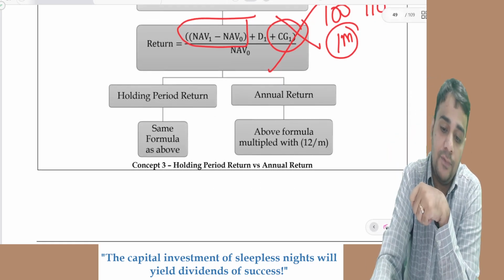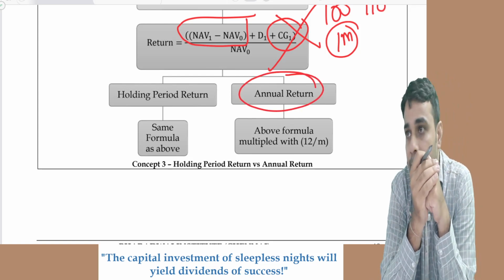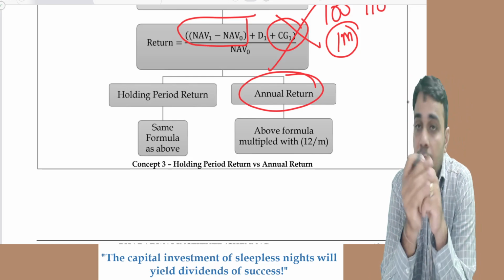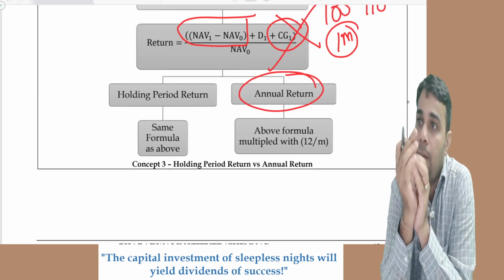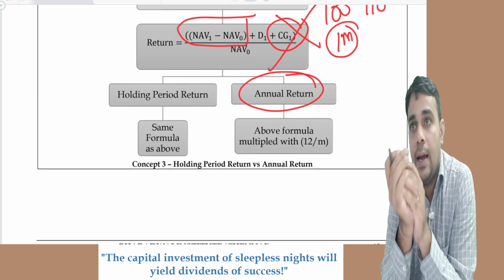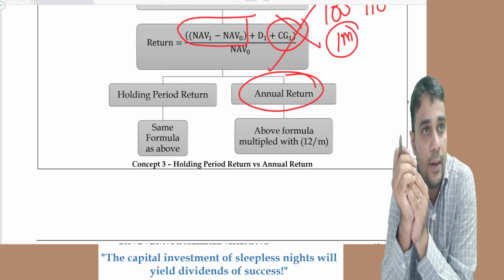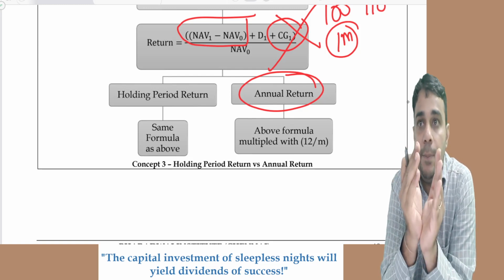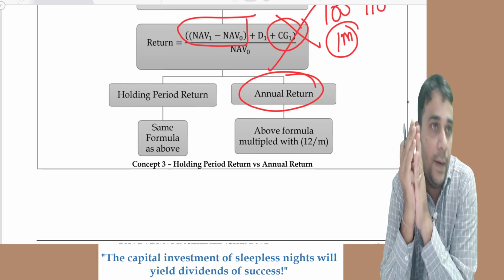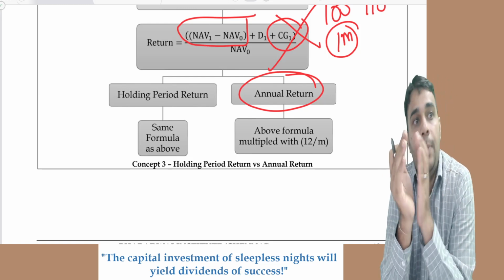So that is where we have something called annual return, where we multiply with 12 by m. If you don't multiply with 12 by m, it is called holding period return. And if you multiply with 12 by m, that is called annual return. This is concept 3, holding period return versus the annual return in the concept book. What is holding period return without doing 12 by m? What is the annual return multiplying with 12 by m?